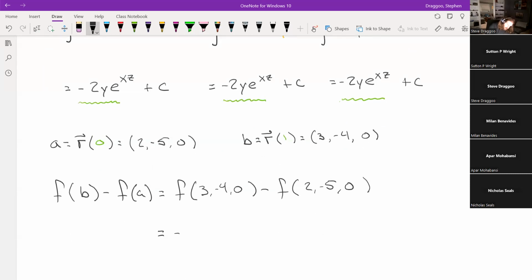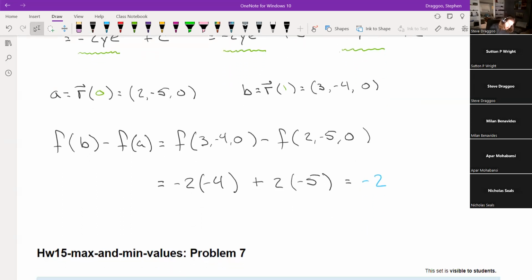Again, that was negative 2 times negative 4, e to the 0, which is 1, minus negative 2. So plus 2 times negative 5, e to the 0, which in the end is just negative 2. I was kind of jumping over a bunch of steps. Let me show that step out a little bit better.